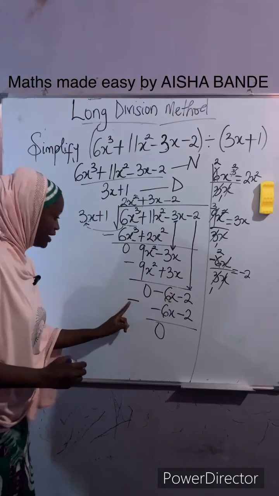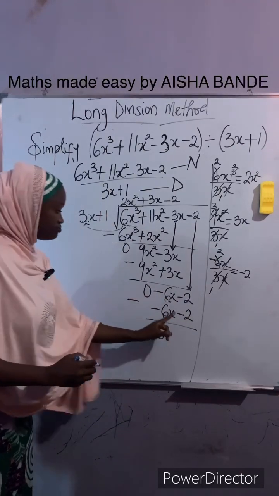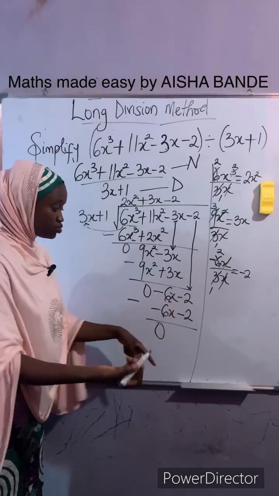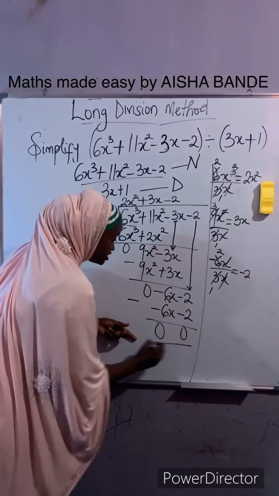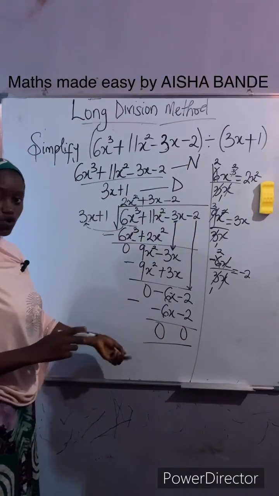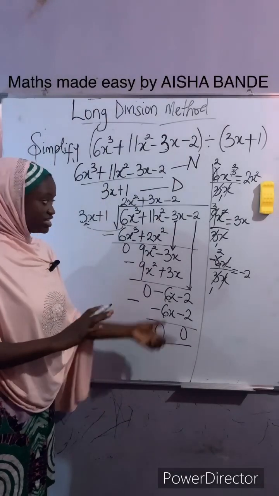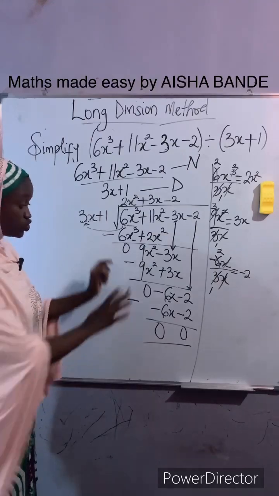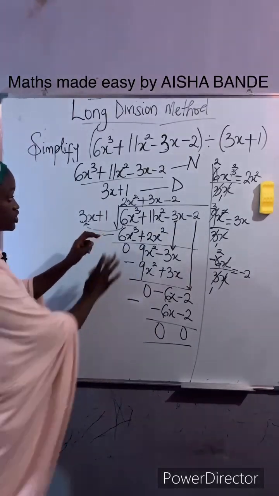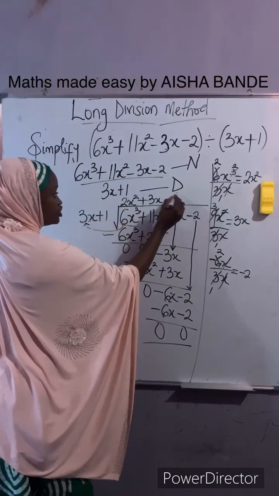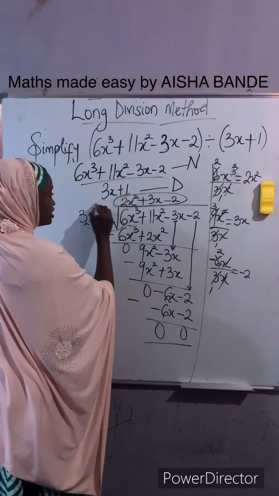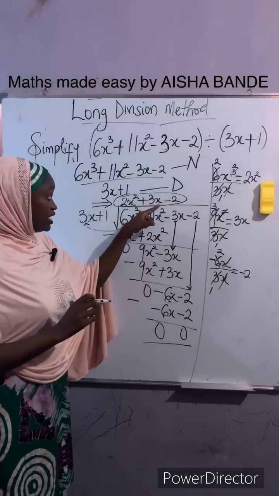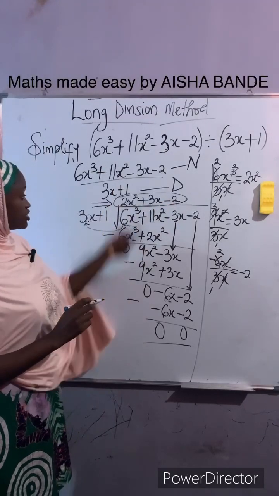Then the next one is minus 2 minus minus 2. Minus times minus again is plus. So what it means is minus 2 plus 2 is 0. So when we get to this point and we have 0 at the end of the calculation, then it means we have arrived at our final answer. So for this question, the final answer is the answer we have at the top of the square line, which is what we have here. The final answer is 2x raised to power 2 plus 3x minus 2.